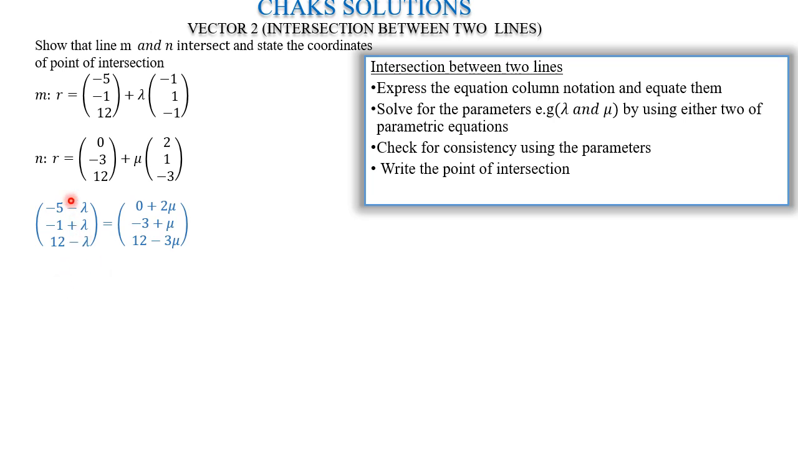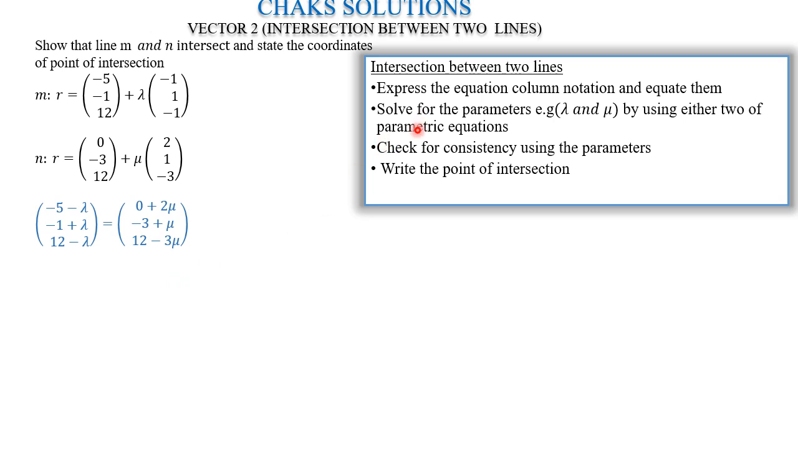The first one here is minus 5 minus lambda, so minus 5 plus lambda times minus 1 is minus 5 minus lambda. Then minus 1 plus lambda. Then 12 plus lambda times minus 1 is 12 minus lambda. This is the first vector equation, equal to the other equation. So you combine the two parts into one component. Now we have line M equated to line N.